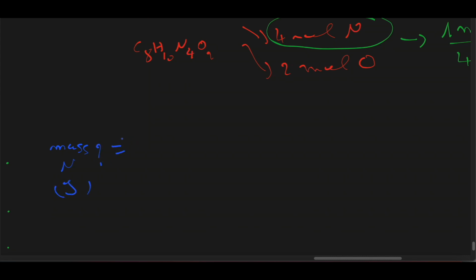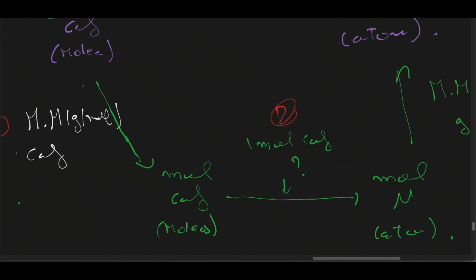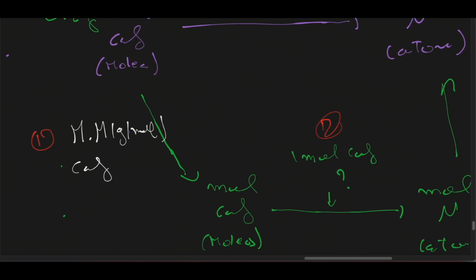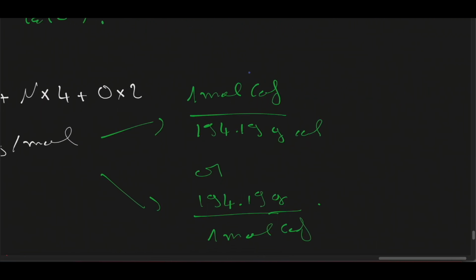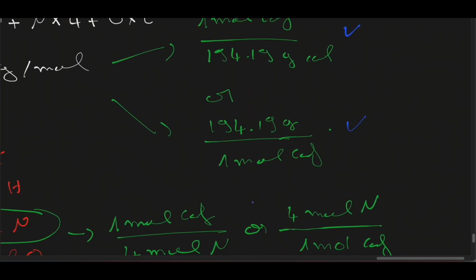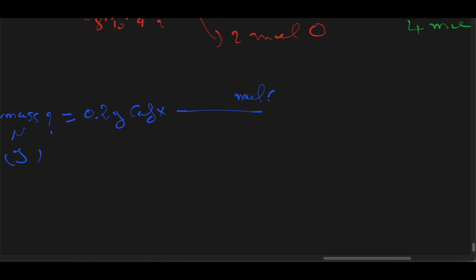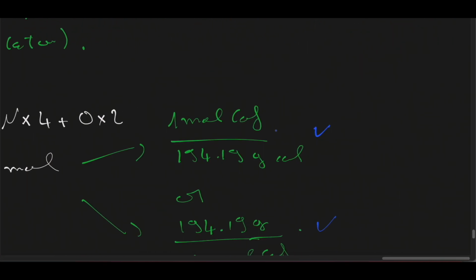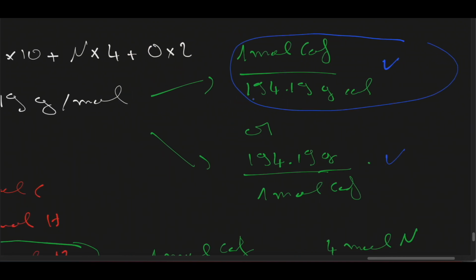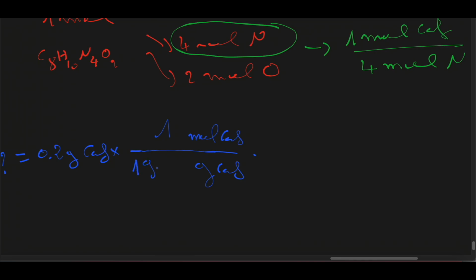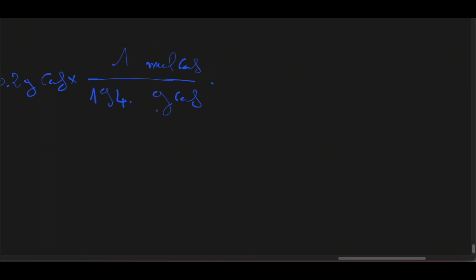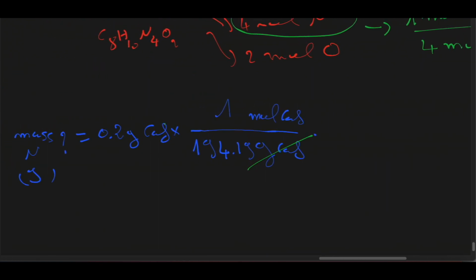So we start with the given mass. We have 0.2 grams of caffeine. Here we need to get the moles of caffeine for this mass. We multiply by the molar mass of caffeine. Here for the molar mass of caffeine, we have two conversion factors. We'll use either this one or this one, because we have grams of caffeine. So we need to multiply by the conversion factor where mole is on the top and gram of caffeine is on the bottom of this fraction. So which one? It is this one. 1 mole of caffeine has a mass of 194.19 grams. Here we can cancel gram of caffeine with gram of caffeine.